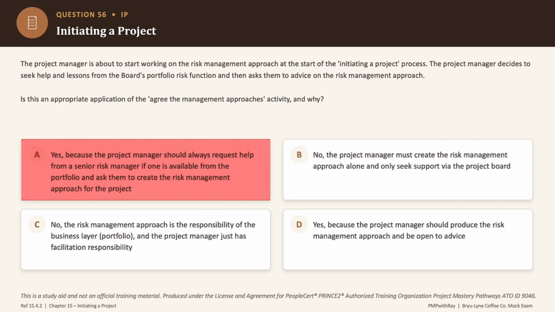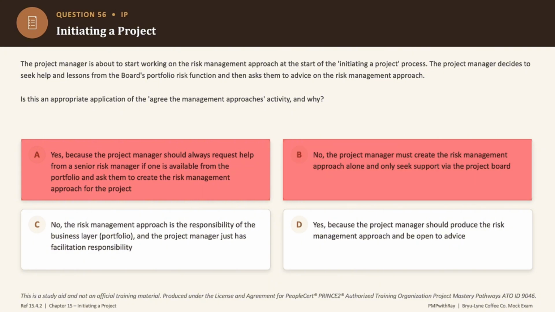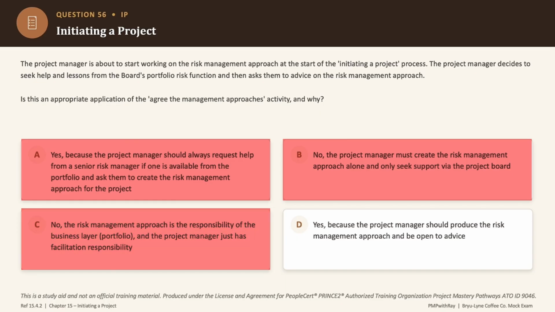Option B says the project manager must work alone and only go through the project board. Well, that doesn't really make sense here because nobody works alone or completely isolated in a PRINCE2 project. So an incorrect answer choice. Option C says the risk management approach belongs to the business layer, and that is incorrect because that confuses the portfolio risk strategy with the project level ownership. Okay, so option C is incorrect as well. So options A, B, and C are incorrect answer choices.